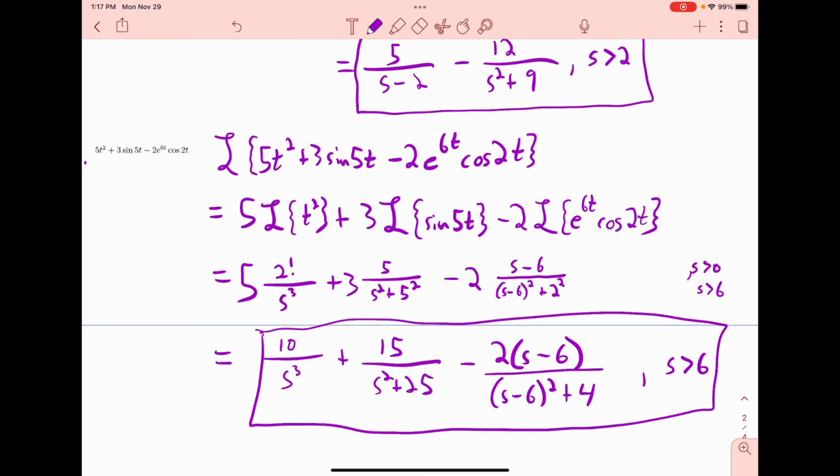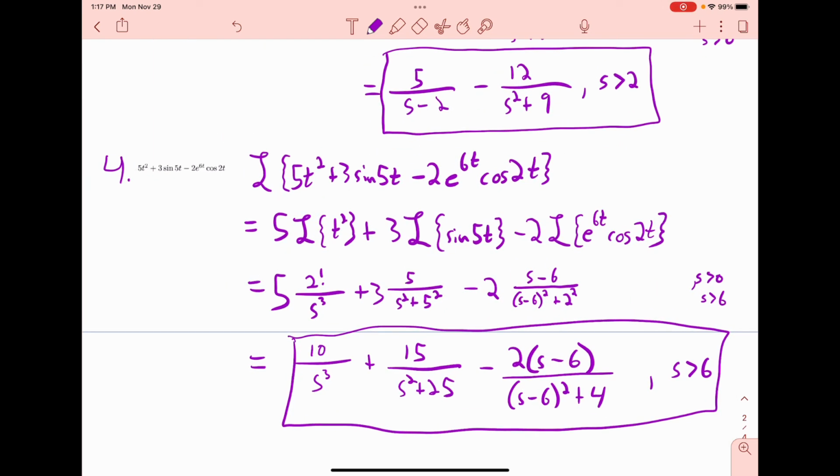Okay, so here's our Laplace transform for this one. Of course, many more examples are possible. All of them rely on the table together with this linearity property, and you'll see some examples of those in the web work assignment from last time's lecture.